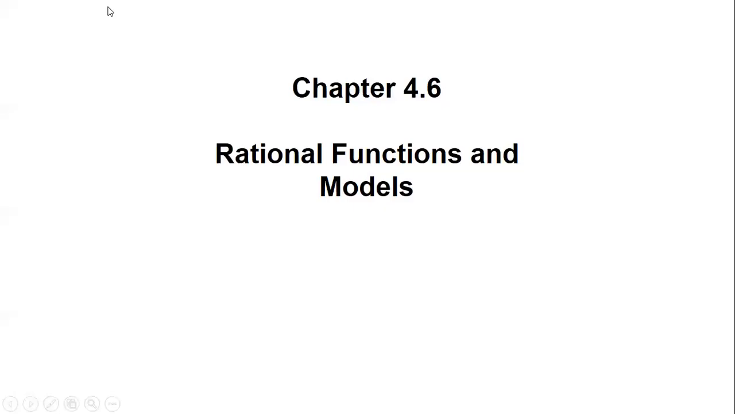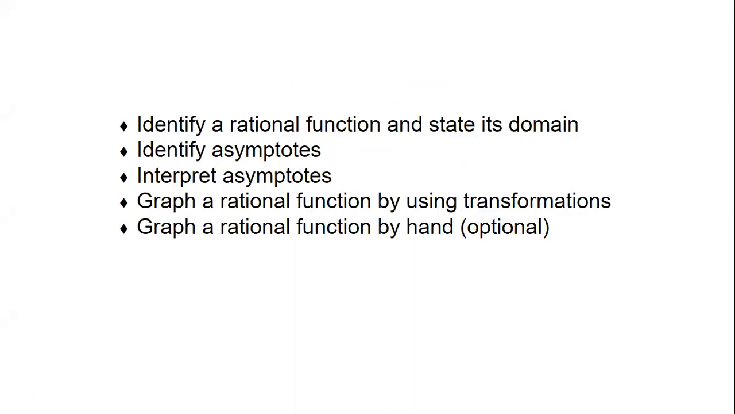Here we go. 4.6 is going to be our last section for unit 4, and we're going over rational functions and their models. Basically, anytime you hear the word models, you should think real world. So we're just going to make sure at this point you can identify the domain and the range, tell me where the asymptotes are, and graph the functions accordingly.